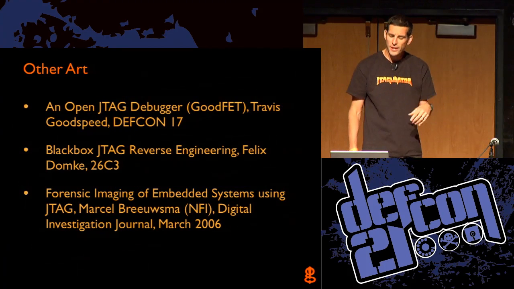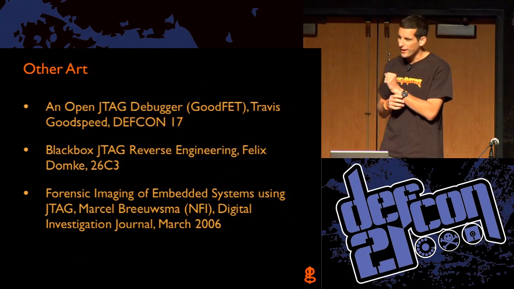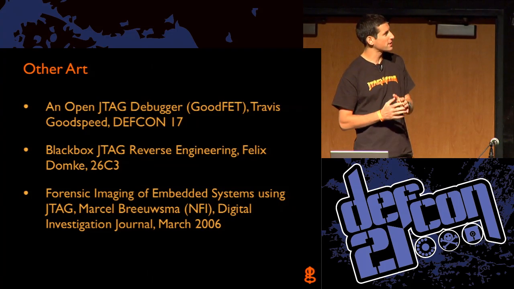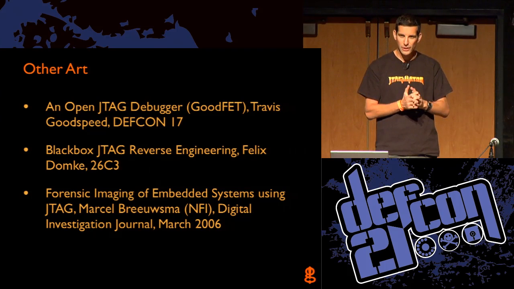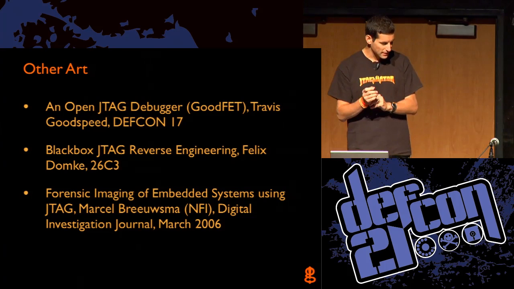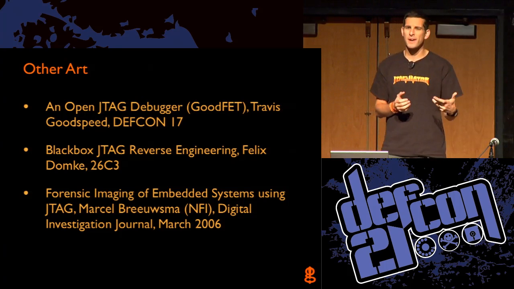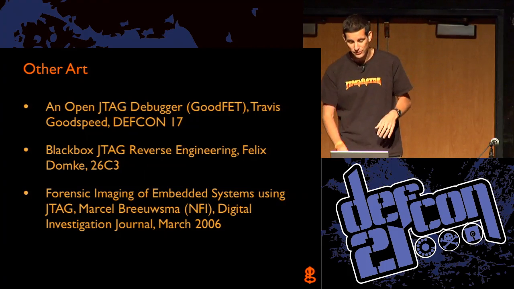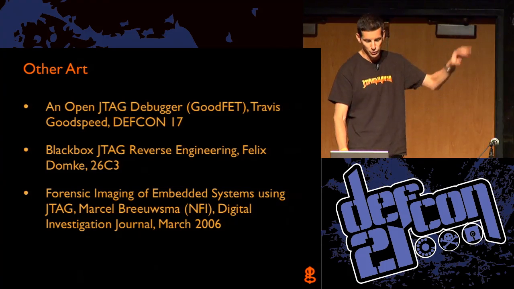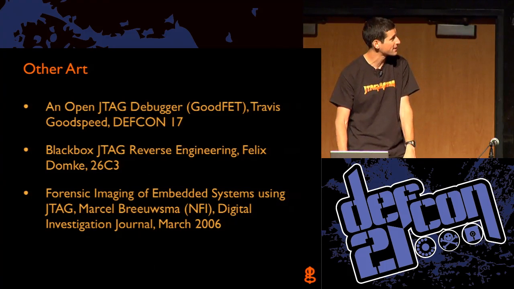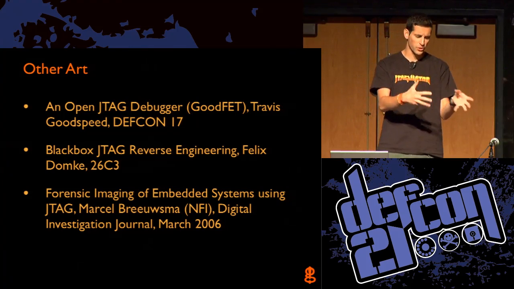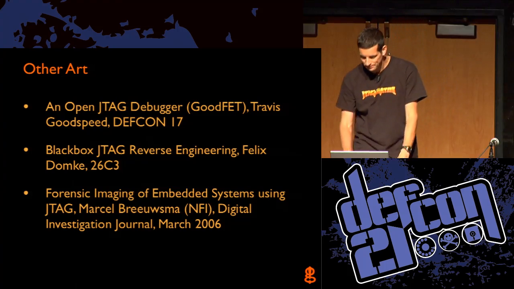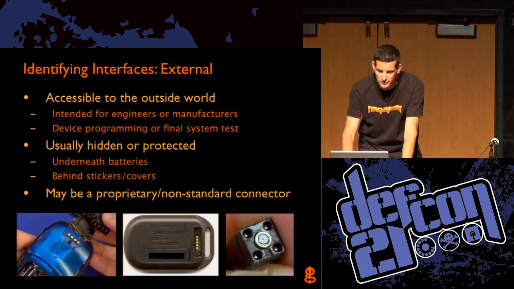There's a bunch of other work as well. So Travis Goodspeed's GoodFET, that was originally this kind of open JTAG debugger. Some black box reverse engineering that Felix Domke did a few years ago, which is basically, as you'll see when we go through this, trying to brute force undocumented JTAG commands, whereas we're taking advantage of things that already exist. He's looking for other stuff, which is kind of interesting. And then there's a really cool paper from NFI, the Netherlands Forensic Institute, about this sort of JTAG discovery, but in a different way.